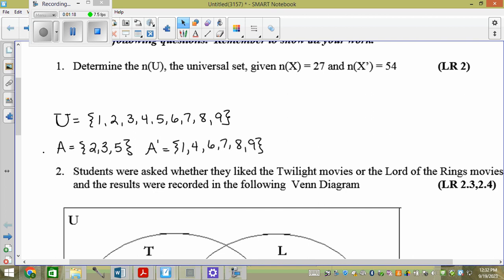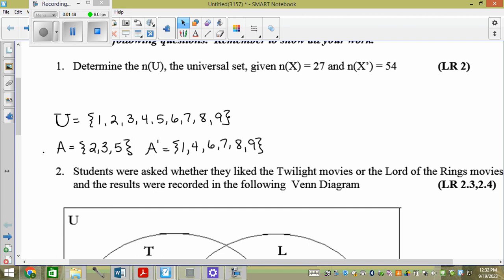If I count up the elements in A and not A, what should they add up to? Universal set. So if I go 1, 2, 3, 4, 5, 6, 7, 8, 9, there's 9 elements. In the universal set, there is 1, 2, 3, 4, 5, 6, 7, 8, 9, right? So complement events will actually total however many elements there are in the universal.